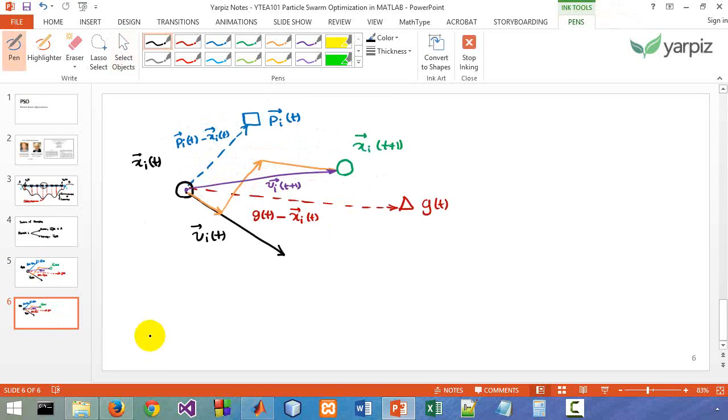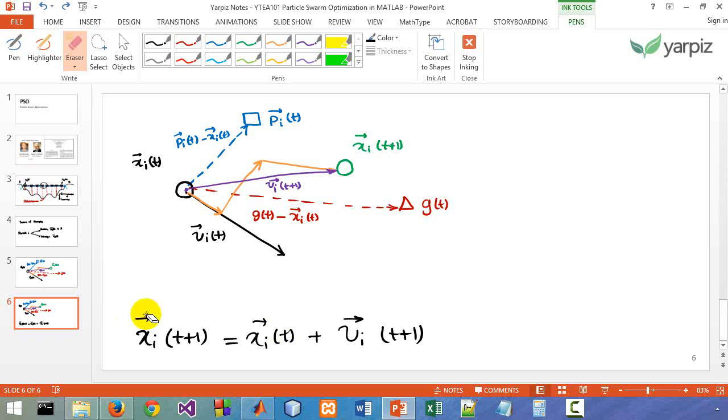One of the equations, which is simpler, is the equation for updating the position of particles, and it can be described as xit plus 1 equals xit plus vit plus 1. And I'm removing the vector symbols for simplicity. This is the equation for updating the position.